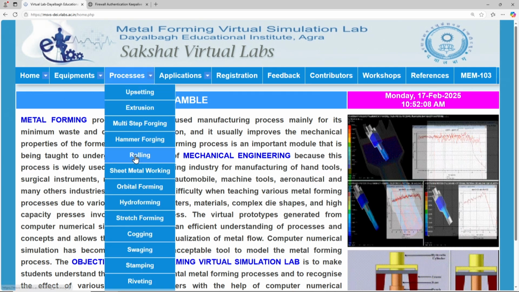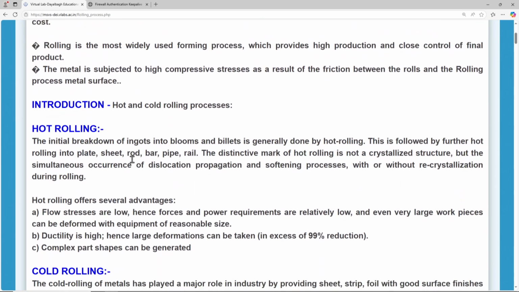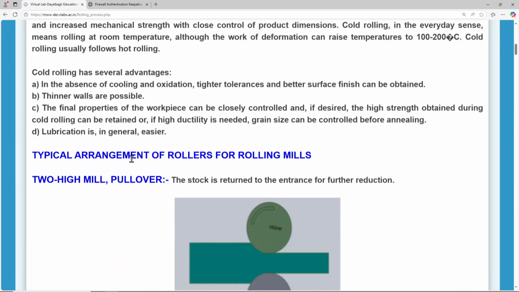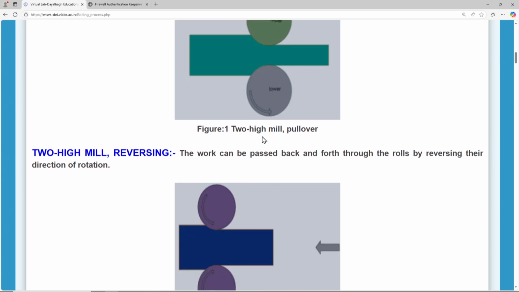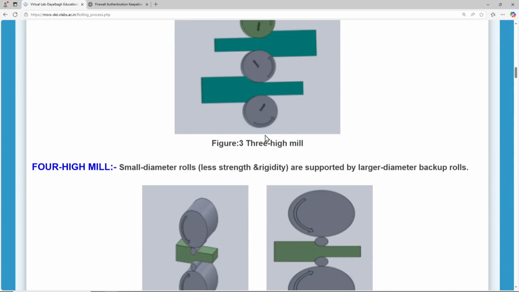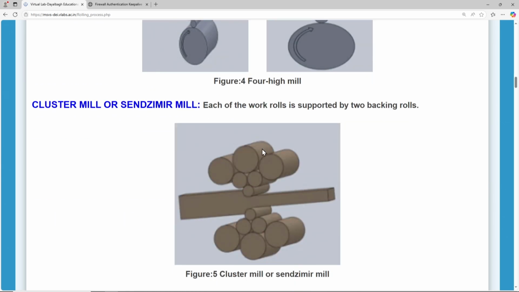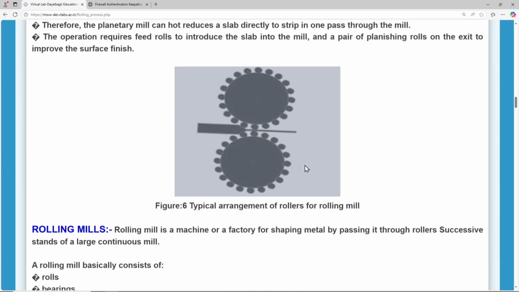A very important process here is rolling, because rolling we have studied in extension in the theory classes as well. So this is hot rolling, cold rolling. How is the rolling process going? So there is the 2 high mill roll. We also have multiple high mill rolls as well. That is 3 high mill, and this is 4 high mill. This is a cluster roll mill. The continuous rolling process, planetary mill is also there.